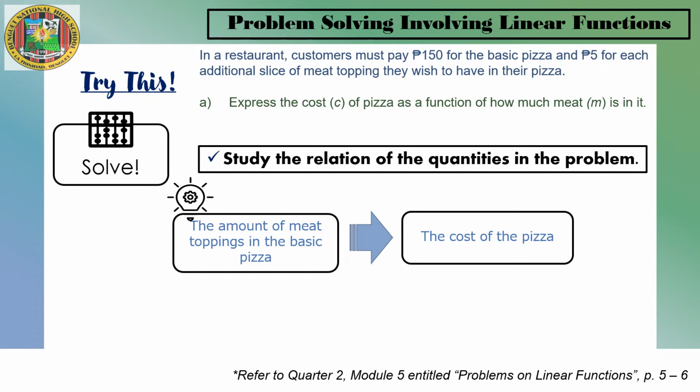We know already that the cost of the pizza is affected by the amount of meat toppings, so the linear function begins by solving for C, which is equal to the cost of the basic pizza, which is 150 pesos, added to the additional slices of meat toppings, represented by M, which will be multiplied by 5 because the toppings cost 5 pesos each. Thus, our function is C equal to 5M plus 150.